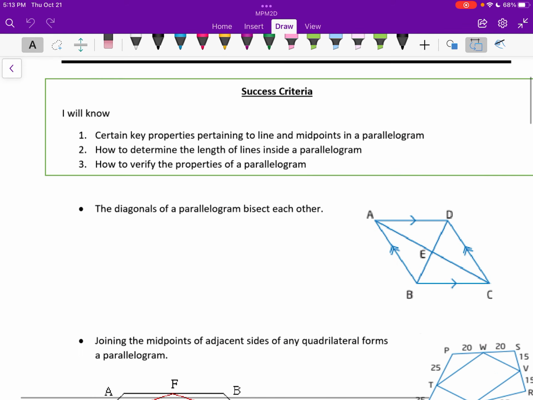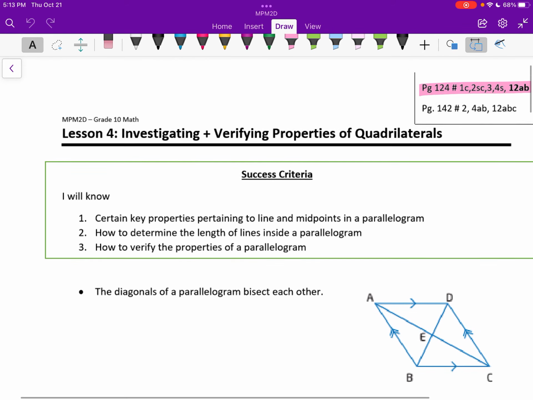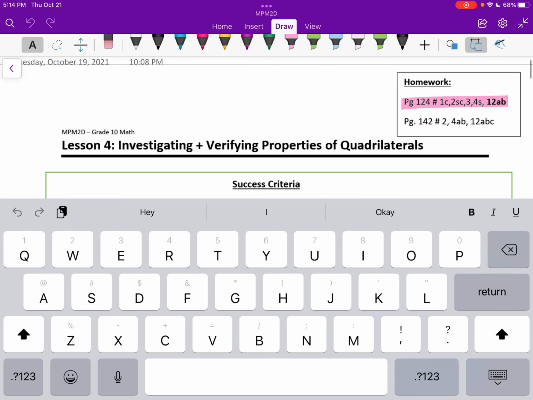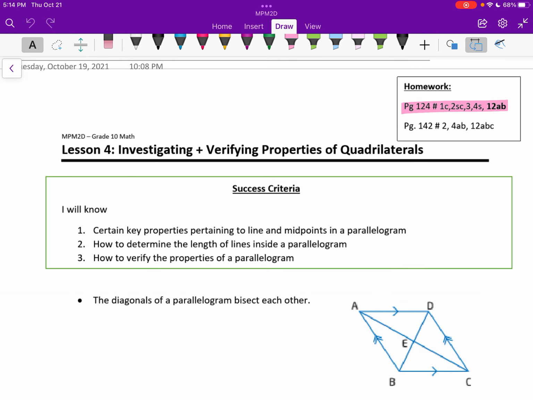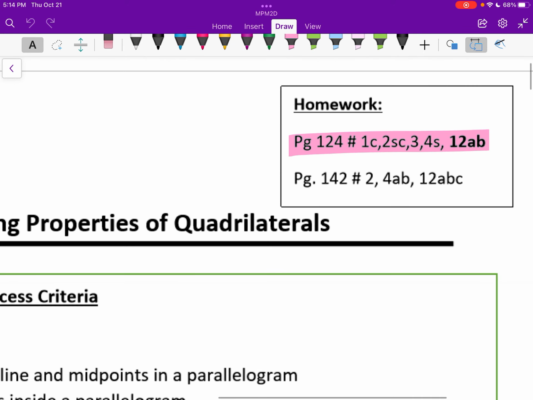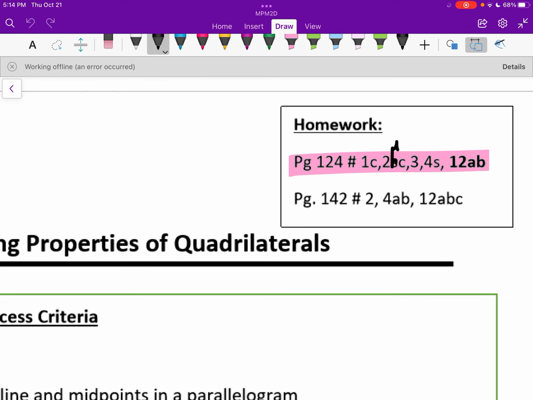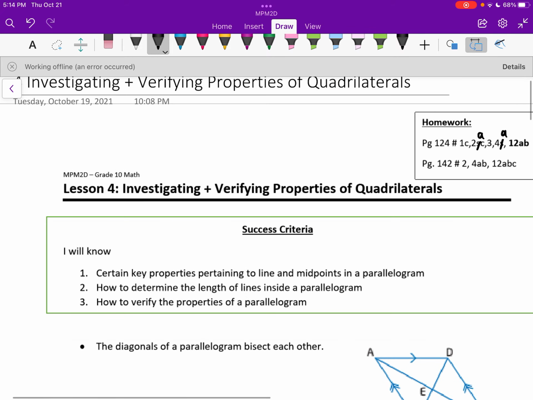Hey class, good afternoon. I know that some of you, because of the internet outage, weren't able to go through the lesson, so I'm just gonna hop on here and quickly go through the lesson with you. Just a note, I apologize for that, this should have been A, this should have been A as well. So that's the homework up there at the top.